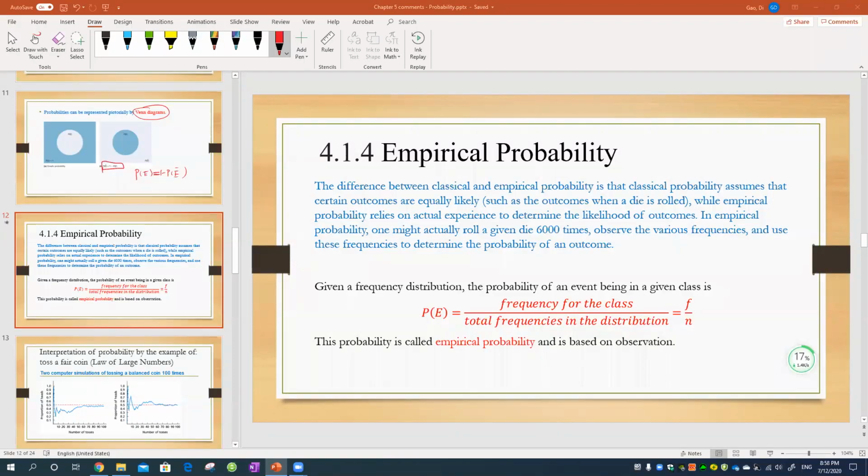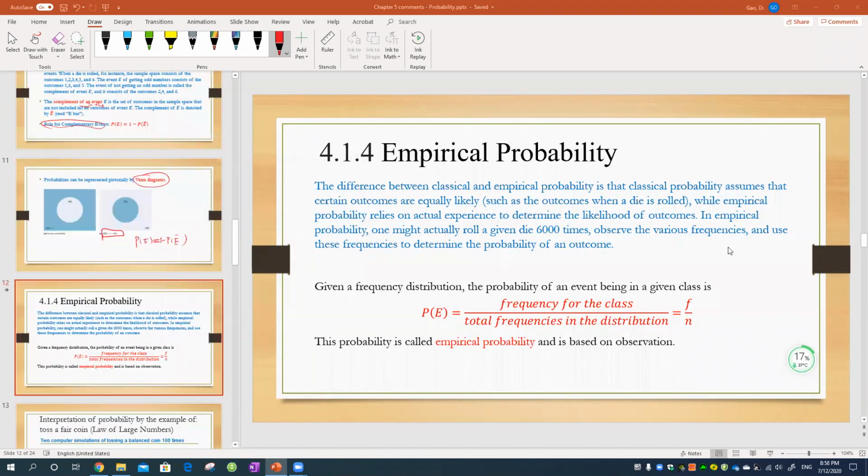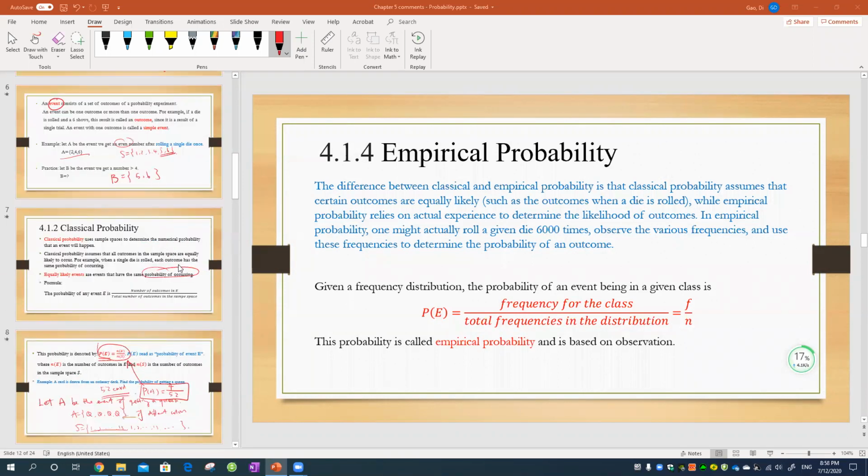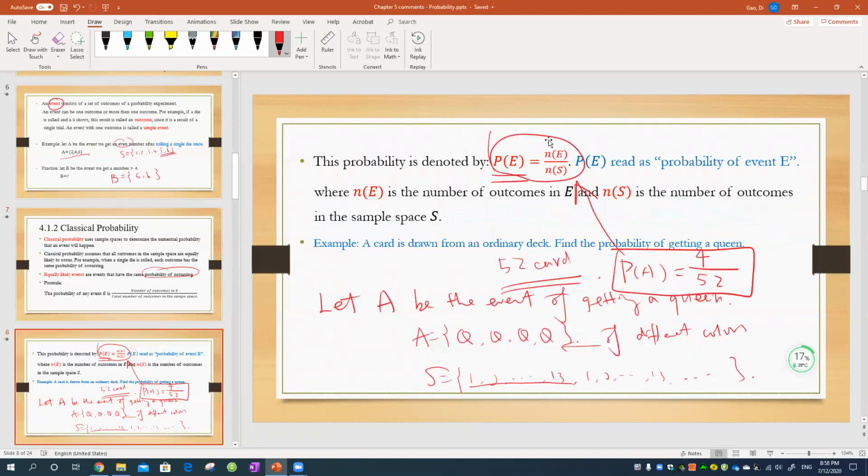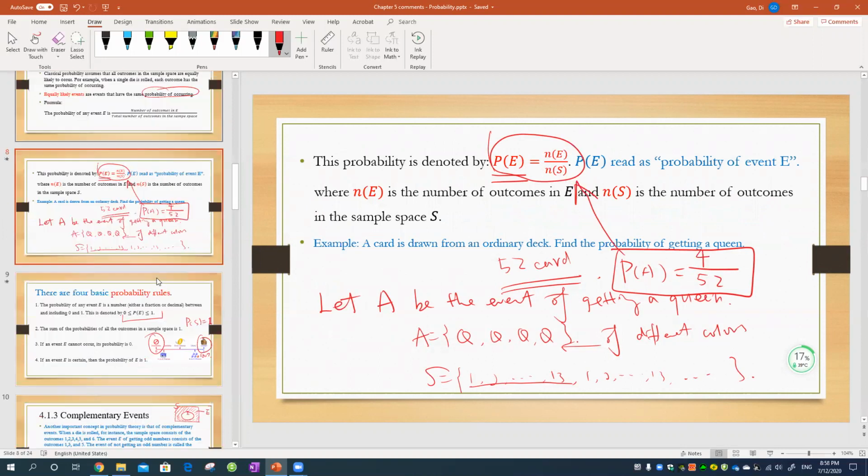Hello everyone, now let's look at section 4.1 part 4, empirical probability. The only difference between empirical probability and classical probability is that classical probability uses the count from the event and sample space. So if we look at the equation, it is the number of outcomes in the event over the number of outcomes in the sample space.